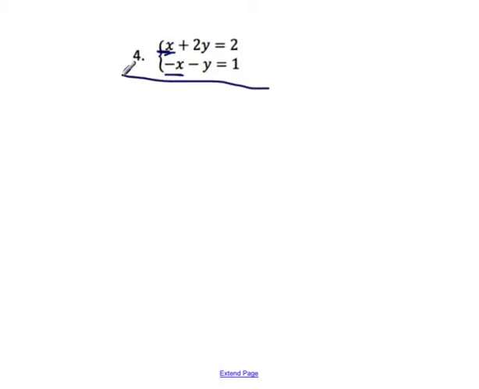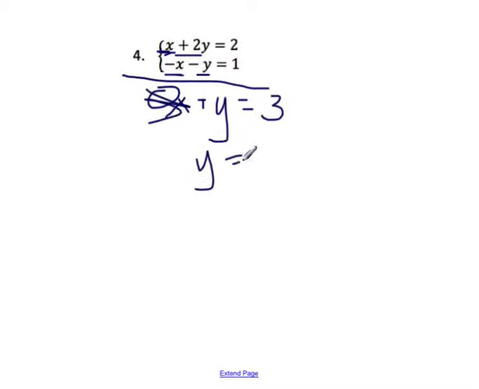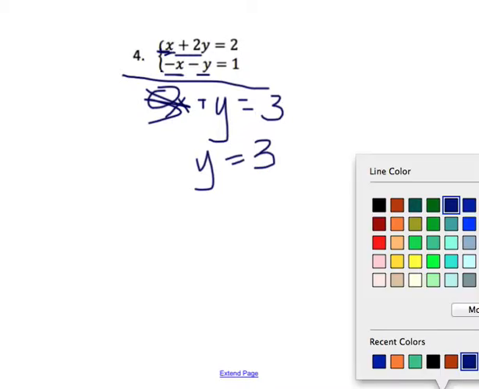I'm going to add down the columns. X minus x is going to give me 0x. 2y minus y is going to give me y. And then 2 plus 1 is going to give me 3. Now remember, when you're using elimination, you always add down the columns unless there's a negative. So this 0x cancels out, and I'm left with y is equal to 3. So now I know that y is equal to 3.